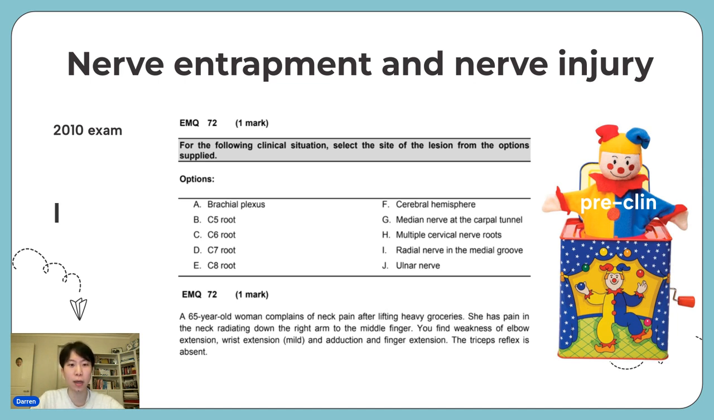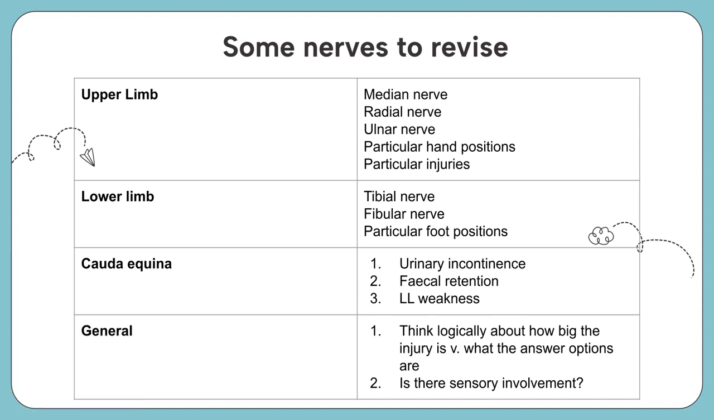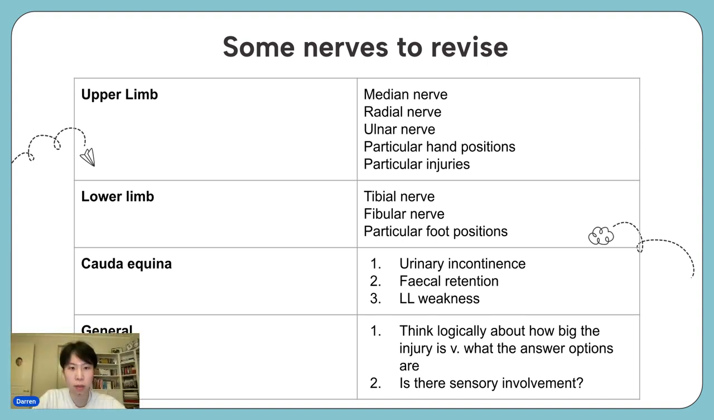With that said, though, there are some nerves and MSK conditions that are useful to revise, and here they are. You can have a look. So a lot of the main parts of preclin, so median nerve, radial nerve, ulnar nerve, the particular injuries as well. So the different hand positions, same for lower limb. Cauda equina, you should know the triad there.